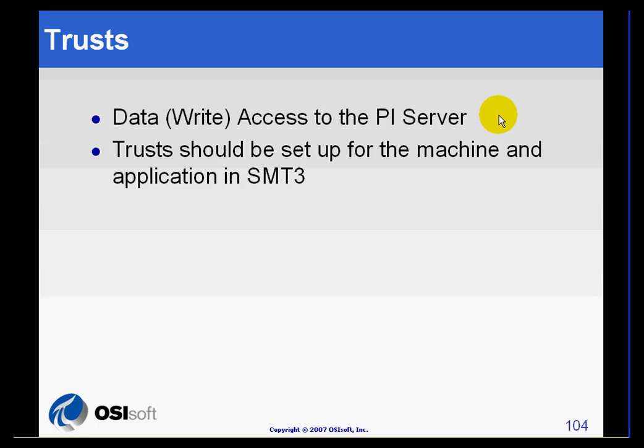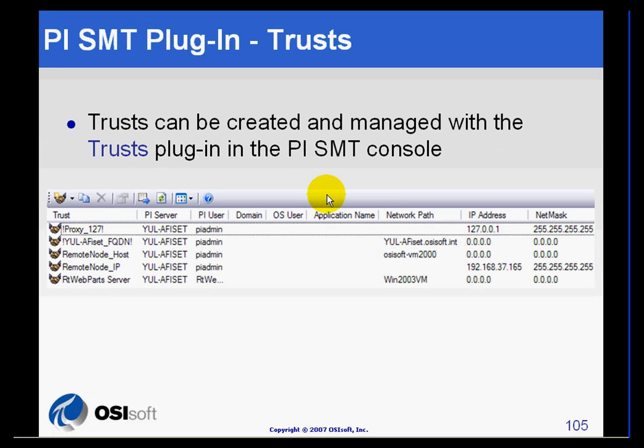In order to allow manual logger to connect to the Pi server, we can establish a trust to ensure that security is maintained. We can establish this trust using the System Manager tools and creating a new trust. SMT provides a plugin to create trust so that applications can log in to the server and communicate in a secure way.